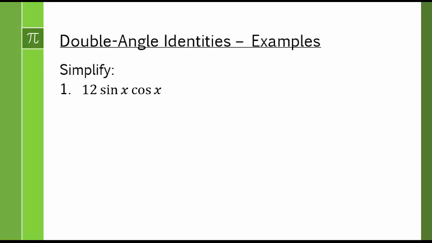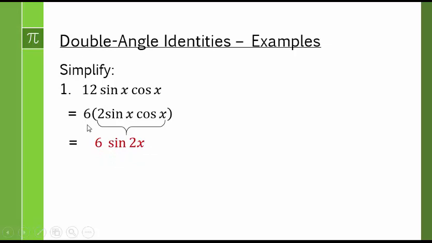As you look at this, you'll notice that sine x, cosine x, is part of the identity for the sine of 2x. So we will rewrite this as 6 times the quantity of 2 sine x cosine x. 2 sine x cosine x becomes the sine of 2x, and 6 carries down. And we have simplified this. This is simplified because we no longer have to write 2 trig functions.